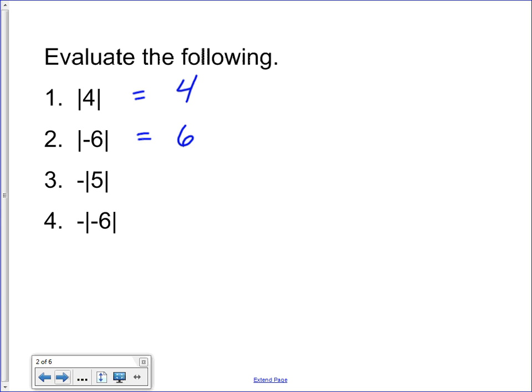Number three, if it says the negative, the absolute value of 5, or the opposite, the absolute value of 5, we first have to think about what the absolute value of 5 is, and that is a positive 5. It's 5 away from 0. But then the negative out front makes this a negative 5. Number four, we first have to evaluate inside the brackets. So it's the absolute value of a negative 6. The absolute value of negative 6 is a positive 6, but the negative out front makes it a negative.